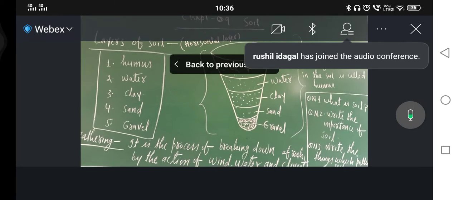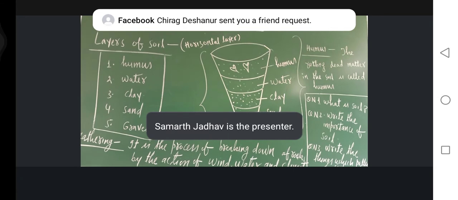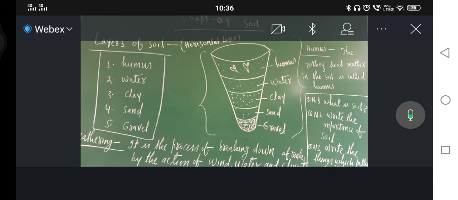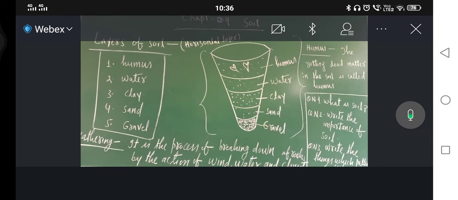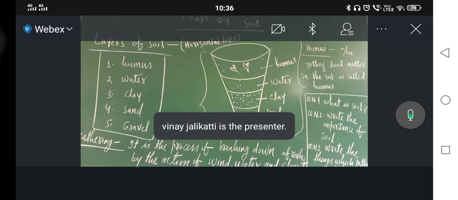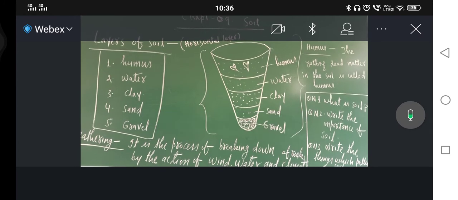Okay, so I am starting now, class. Today I will teach you the layers of soil. As you can see in my diagram, there are different layers of soil. Always remember, this is a horizontal layer of soil.